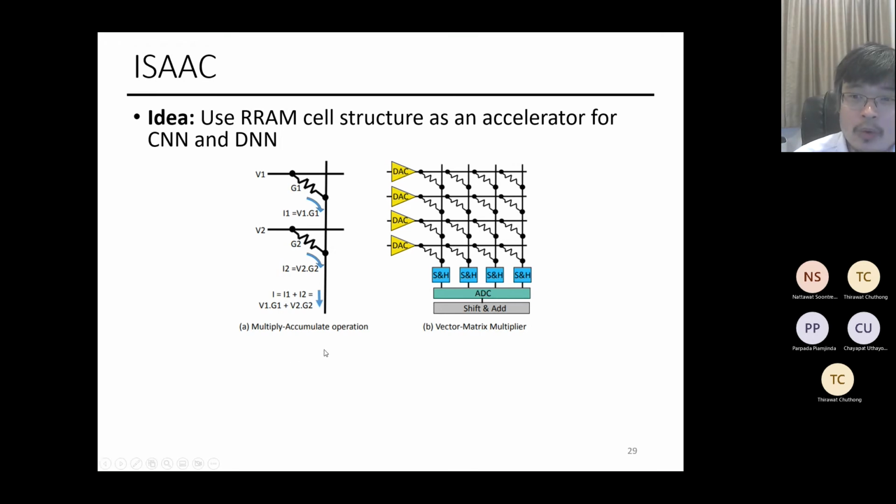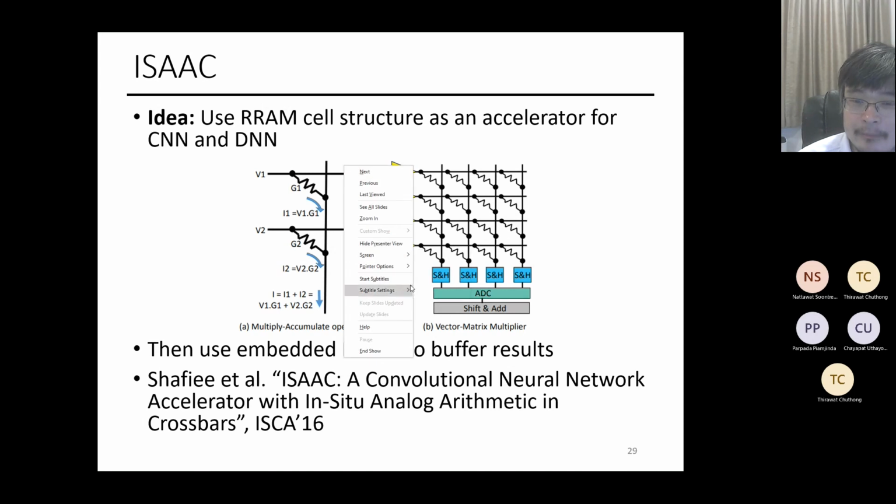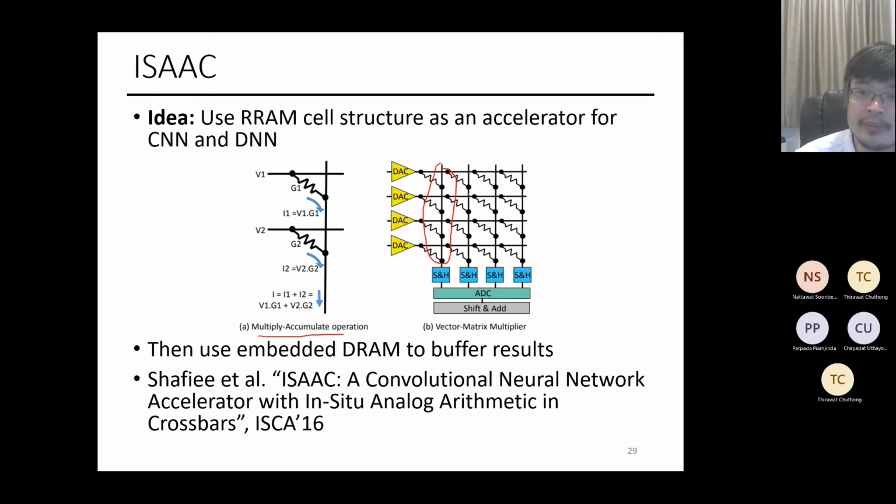So you can use this observation to perform a vector matrix multiplier. One single line here performs multiply accumulate. When you have the whole cell array, this is a vector matrix multiplier. This paper was proposed 6 years ago in ISCA 2016.